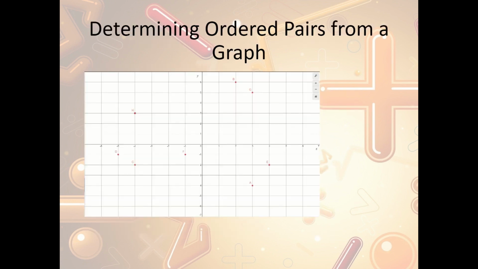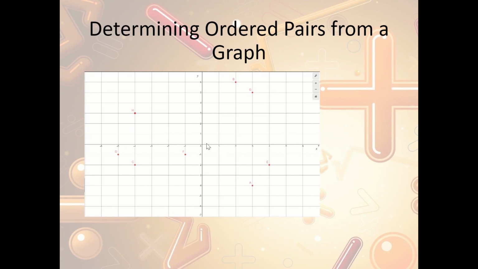Now, part of this is being able to plot the points, but the other part of it is being able to recognize the points once they're already graphed. So in this case, I'm given some points and asked to find where those ordered pairs are. So let's look at A, which is here.